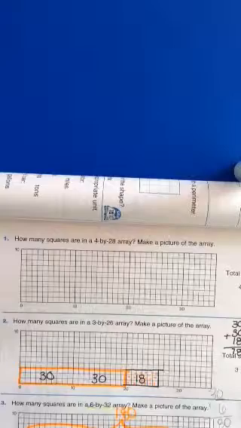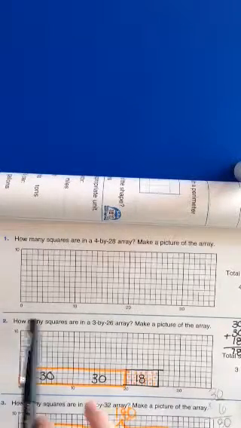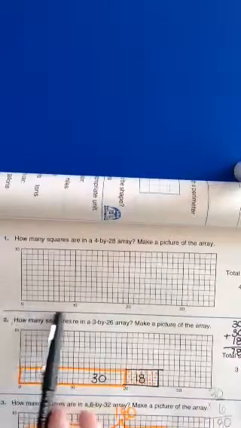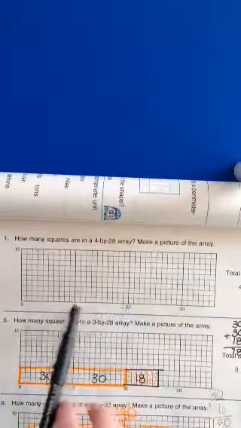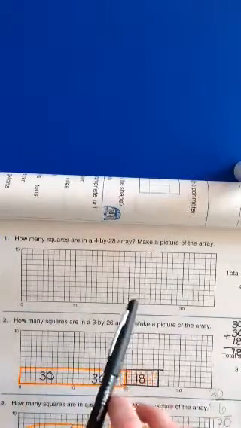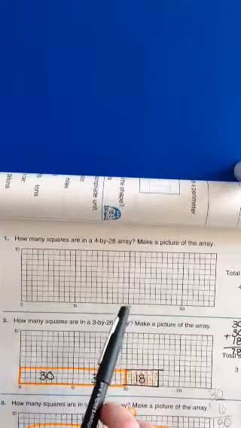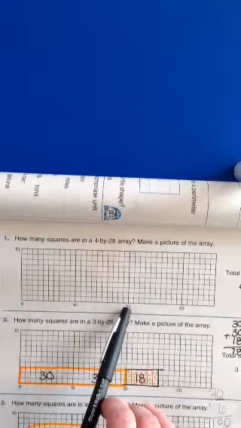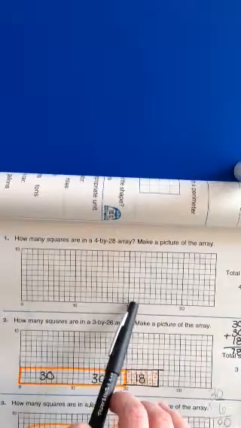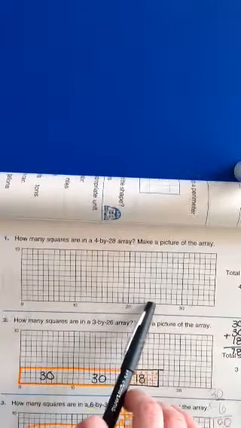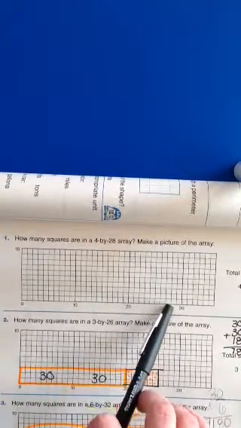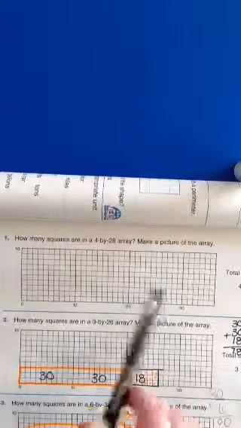So here we start off with a 4 by 28 array. You can see here that the bottom axis is labeled so that it's easier for the children to see where 28 might be, because for example they could start counting at 20, then count 1, 2, 3, 4, 5, 6, 7, 8 to get them to 28.